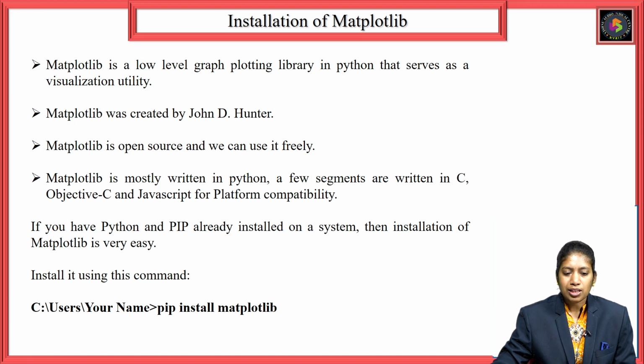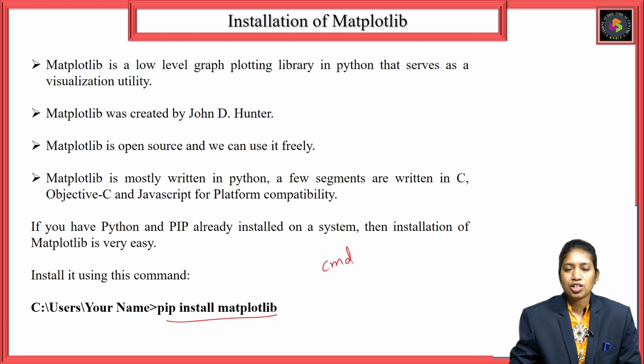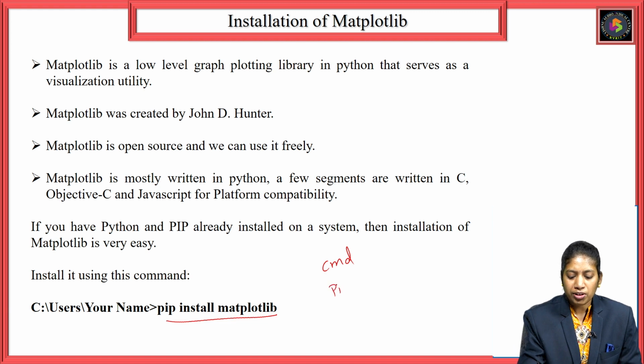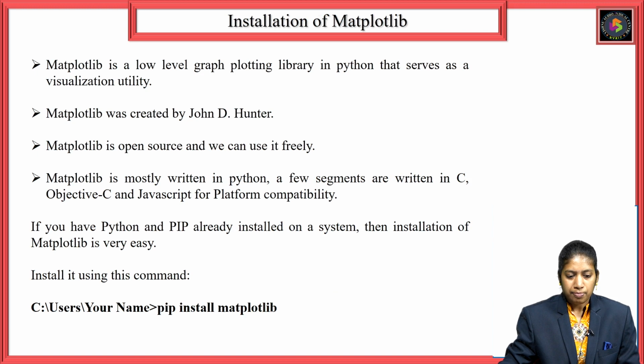So how to install Matplotlib: go to the command prompt, cmd, on our PC and type pip install matplotlib. To uninstall also, with the help of pip we can uninstall Matplotlib. To check which packages are available, we can use pip list. Pip list will show the list of libraries installed on our PC.